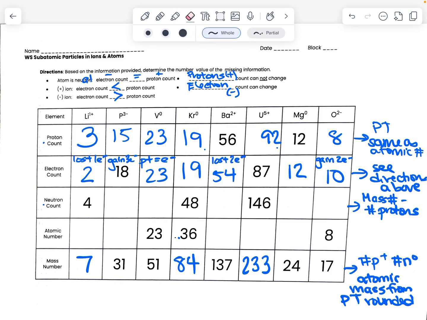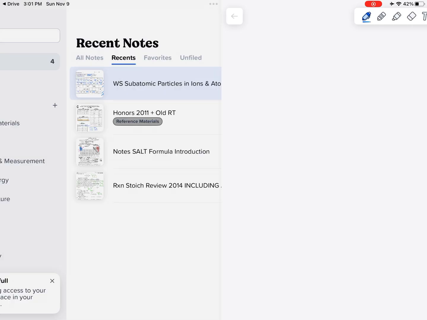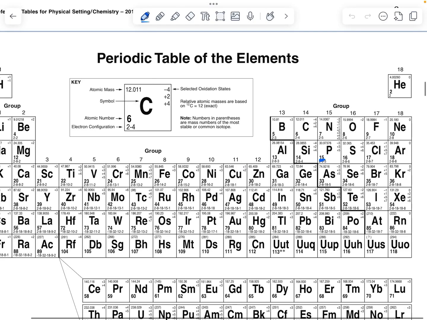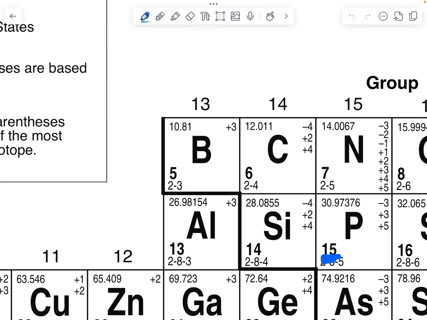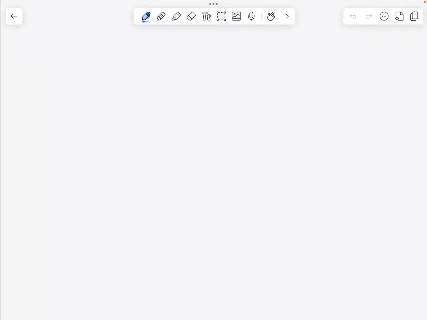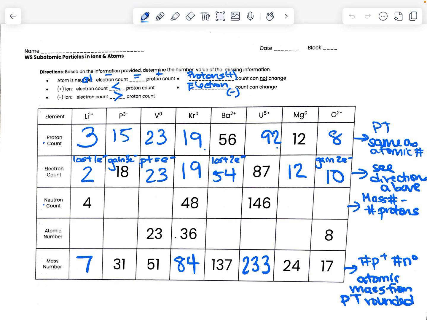Sorry. But to figure out mass number, it's just protons plus neutrons. But what I also mean is if I were to go to the periodic table and say, for example, 10.81 is the mass of boron. So I'd round that to 11. That would be the atomic mass. That would be another way of finding it if they didn't give you protons and neutrons.